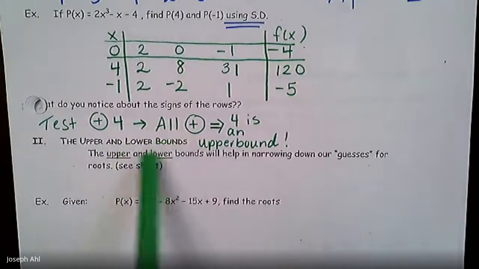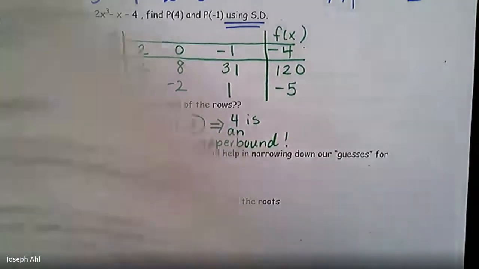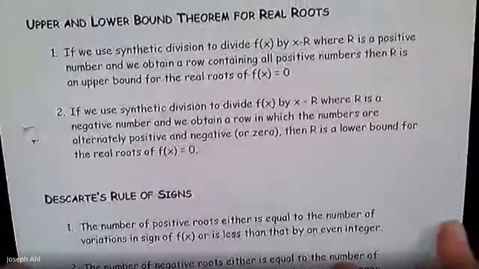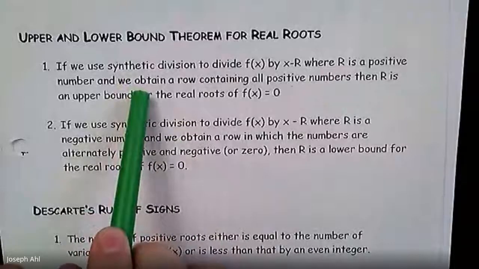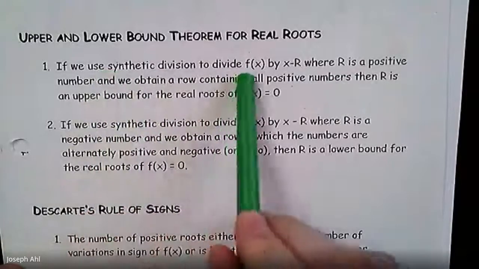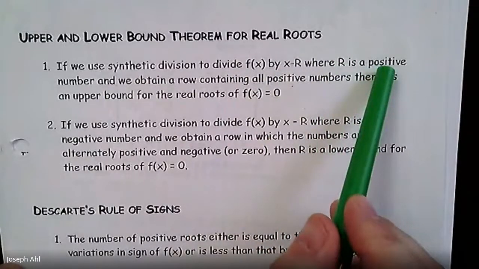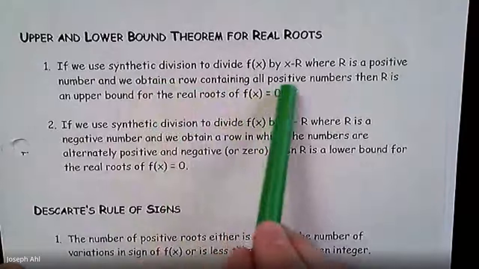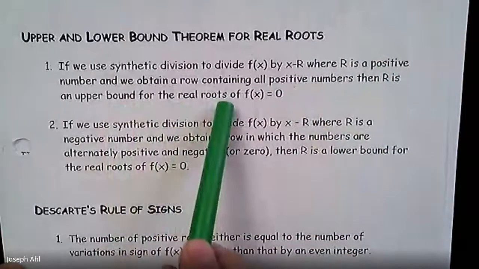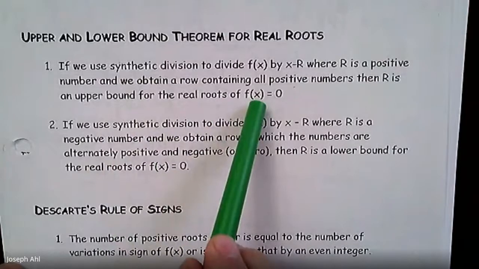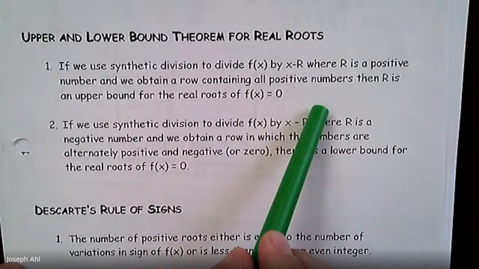And it says for upper and lower bounds to see the sheet. This sheet is not in your packet, but I'll go over this maybe again in class tomorrow. There's another sheet that has all of this in your packet, but not this one specifically. So if we use synthetic division to divide by something where the root is positive, and we obtain a row containing all positive numbers, then that value is an upper bound for the real roots of f of x equals 0. And the main idea there, again, is don't test anything larger than that.